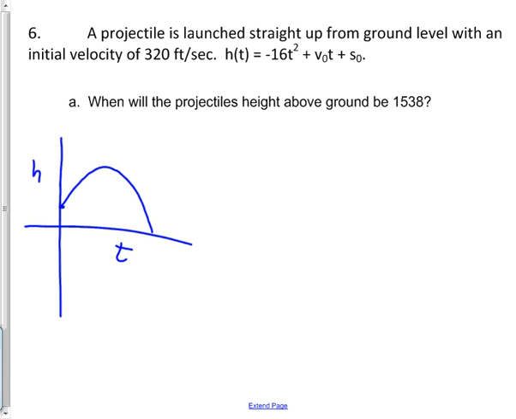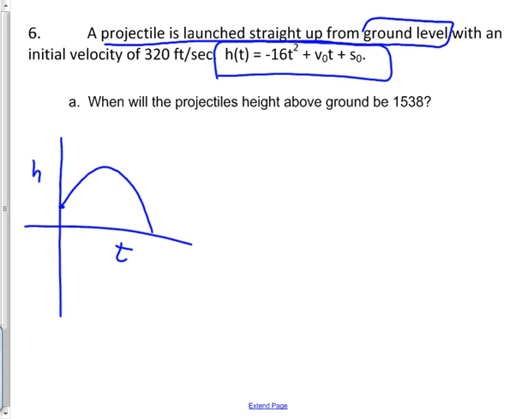So if you look at this equation they give you, in the problem it did not label them, but it's still pretty easy to figure out what each thing is. It says this projectile is launched straight up from ground level with an initial velocity of 320. That seems important. And here's the equation. What do you think h stands for in the context of this problem?